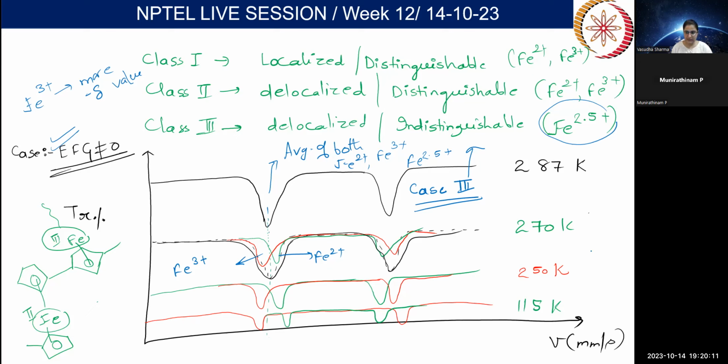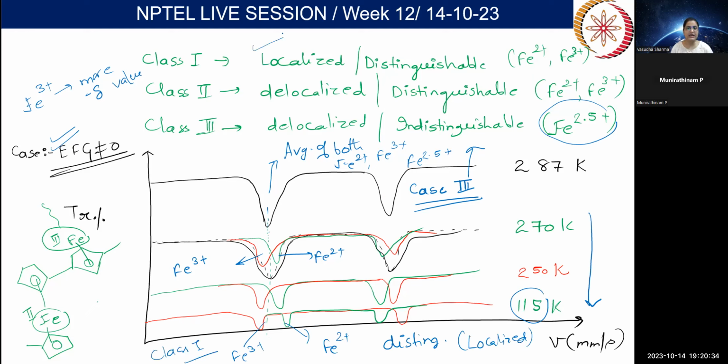And at last, when temperature is lowered from 287 to 115, both the peaks of Rn3 plus and Rn2 plus are distinguishable and they are now localized. As they are not overlapping with each other, they are separated. So they come under class 1, where it is localized and distinguishable. This one is the case of class third, where it is delocalized as well as indistinguishable because only one kind of peak is coming. And in between, that is class 2.